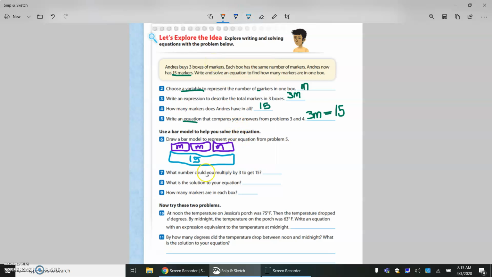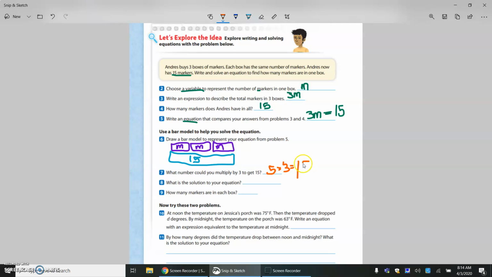Okay. What number could you multiply by 3 to get 15, right? What am I multiplying this by to get this? If you're visual, hopefully this is helping you see. It would be 5, right? Y'all know your times tables, especially with your 5s. So that's 15.